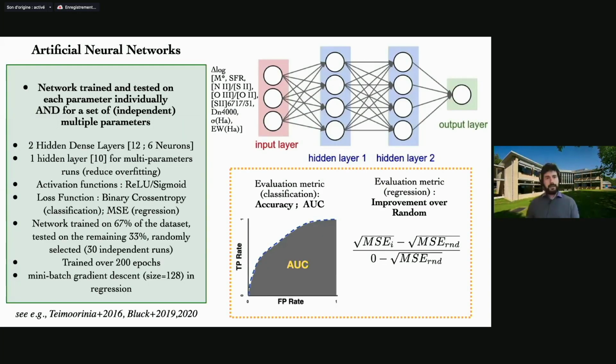And to do so, we started at the beginning by implementing artificial neural networks, whose hyperparameters and properties are briefly described here in the slide, with the aim basically of assessing and characterizing the maximum predictive power of our set of parameters. And this is done on the one hand by feeding the network with the data set for each parameter individually, and also by feeding it with a set of multiple and independent parameters in order to characterize and assess the maximum predictivity of the whole set.